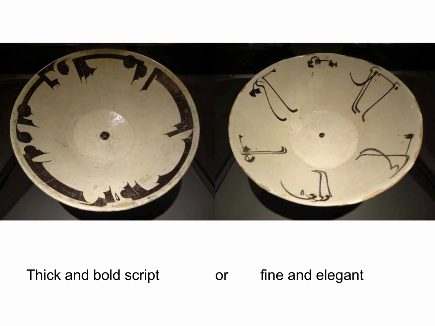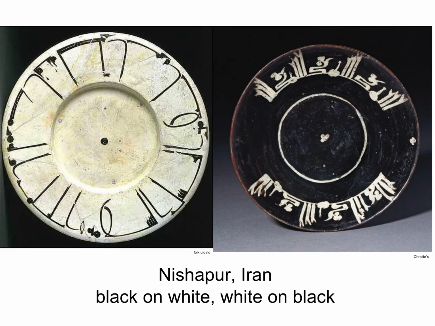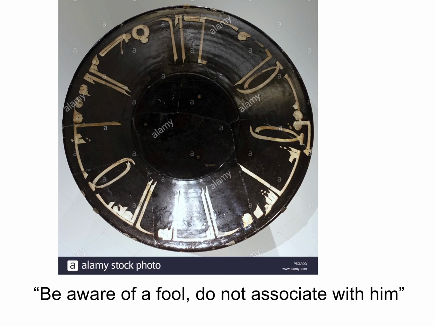And such texts can be inscribed either with thick and bold script, or in a fine and very elegant manner. There are all kinds of ways to incorporate text on those objects, and they show great variety and sophistication. And from Nishapur, Iran, 2 examples here, one in black on white and another one white on black. And one last dish that says, beware of a fool, do not associate with him.